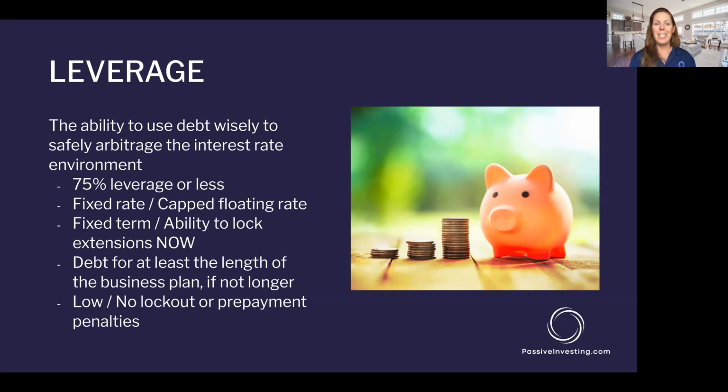Also, I want to see the debt for at least the term of the business plan, if not longer. So if the business plan is to start repositioning the asset after year 3, I want to see debt for 5 years or 6 years on the asset, to give some breathing room to be able to reposition that type of asset. And I also want to see debt that has low or no prepayment penalties.